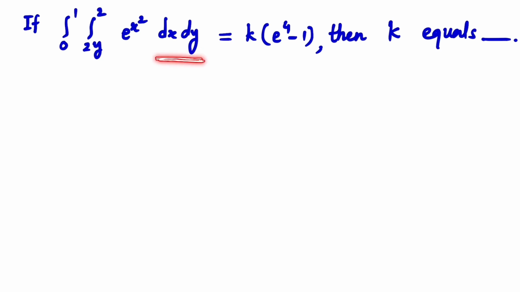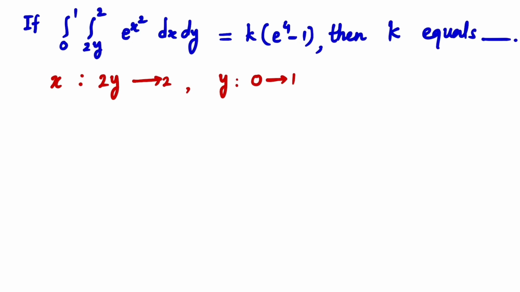So what we have to do, we just have to change this integration to dy dx, right? And this e raised to x square as it is. So we have to change the limits, right? So let us first write the limits of x. So from here x is from 2y to 2, right? And y is from 0 to 1. Now let us draw this region.